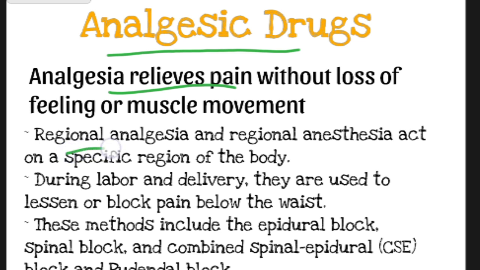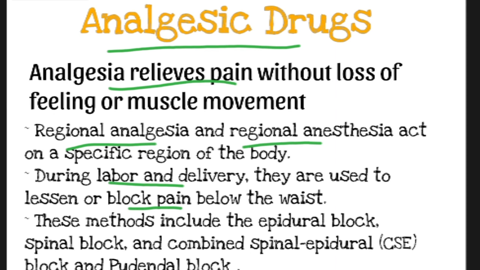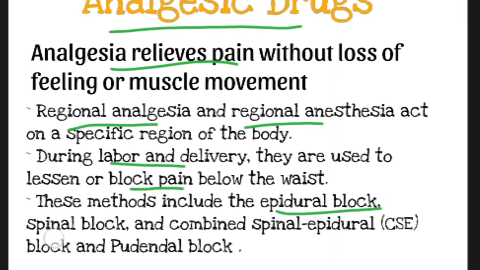For each region we have a regional anesthesia, that is, it differs from one region to another. For delivery purposes we will use pain anesthesia, which blocks the pain below the chest, mainly on the reproductive system part. We have a few types: epidural block, spinal block, a combination of spinal and epidural block, and pudendal block. These are the types of anesthesia drugs used in the delivery process.